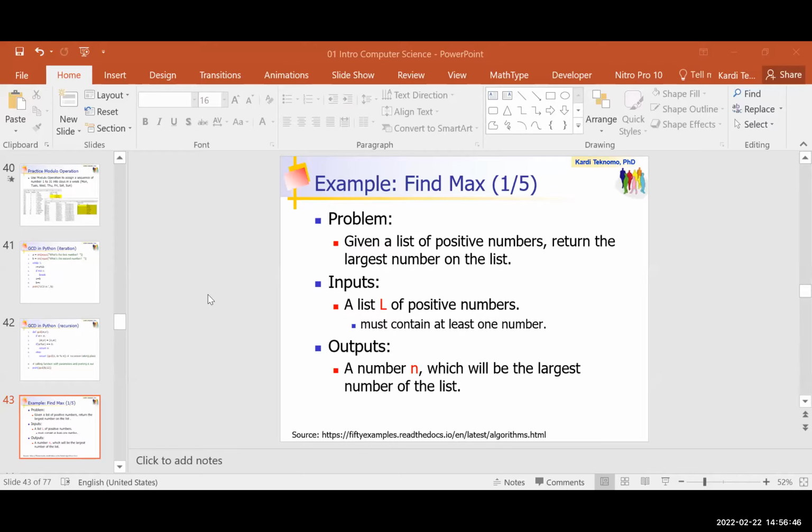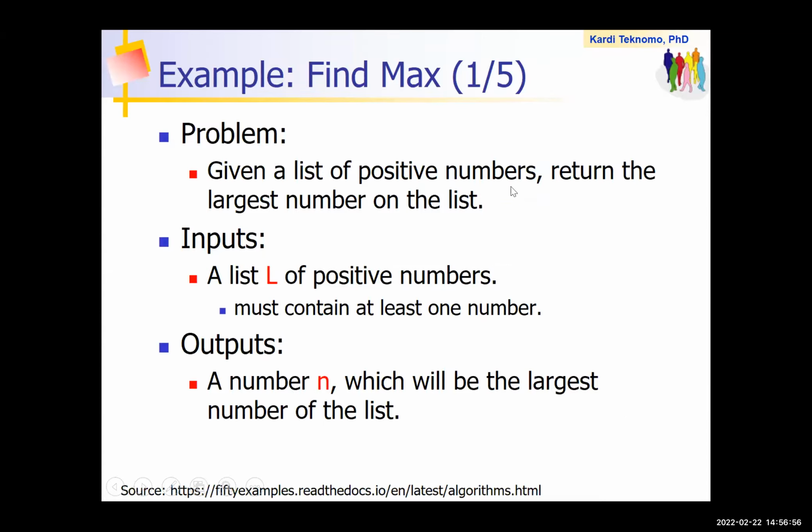It's the same thing. So the find max, the problem is something like this. Given a list of positive numbers, you need to return the largest number in the list. Given L is a list of positive numbers, it must contain at least one number. The output is number n, which is the largest number in the list.